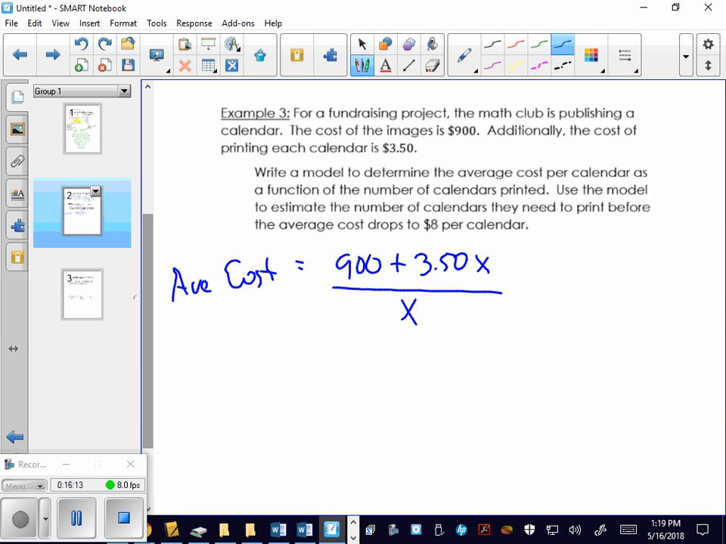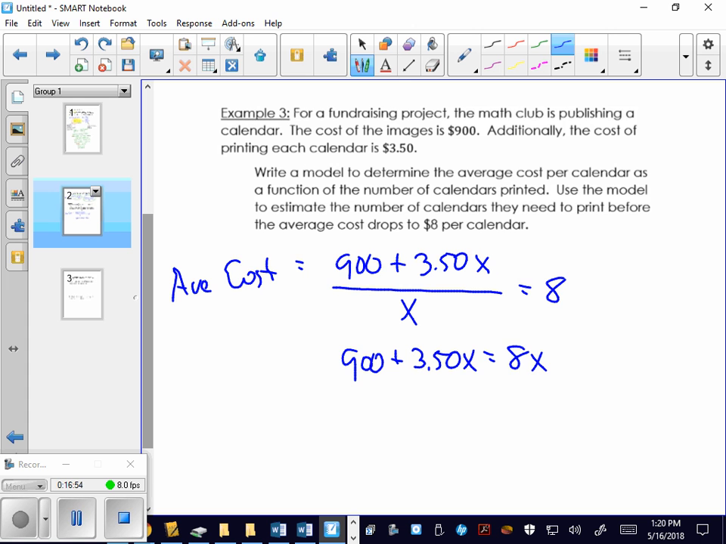But we want to know specifically how many calendars we have to print, which is x, to get down to $8 per calendar. So we want this average cost to be equivalent to 8. And now we have an equation. All right, well, in this case, you could also think of it as being a common denominator, or you could just simply think of it as a cross multiplication. You'll multiply the x times the 8, and what we get is 900 plus 3.50x equals 8x.